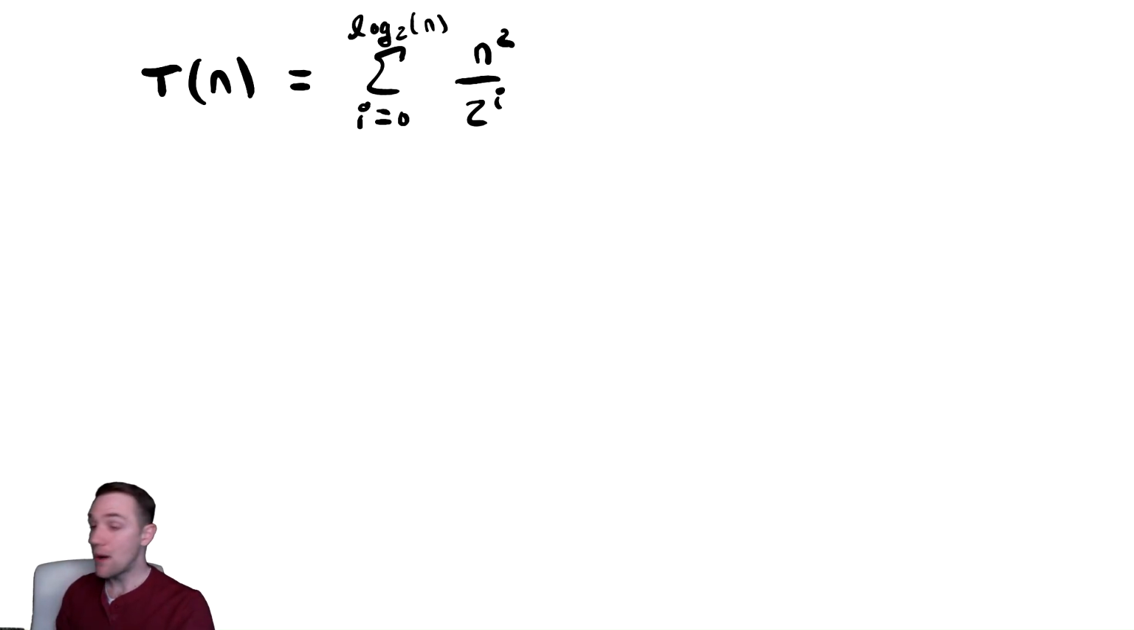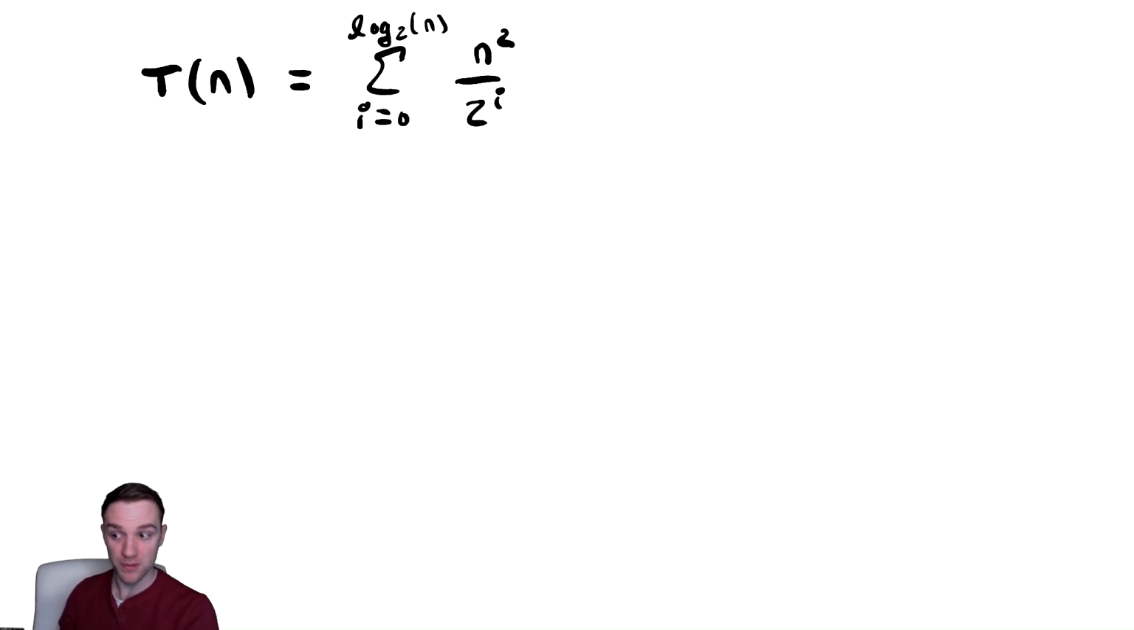Let us start with the summation we were given. T of n is equal to the sum from i equals 0 to log base 2 of n of n squared divided by 2 to the i. Now we need to try to bound this above and below. First question you need to ask yourself, as we've seen in our previous two examples of bounding, is whether the summation is increasing in i or decreasing in i. As you plug in bigger and bigger values of i, this gets divided by bigger and bigger powers of 2. Therefore, it is a decreasing function of i.